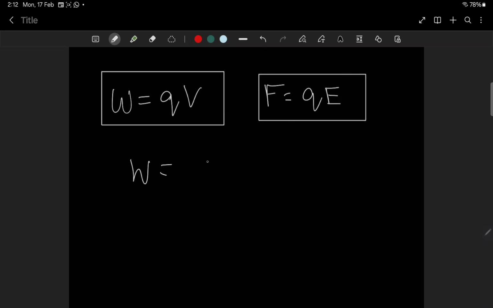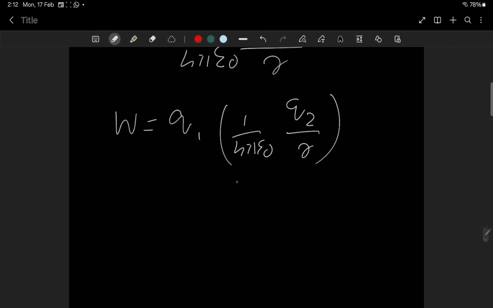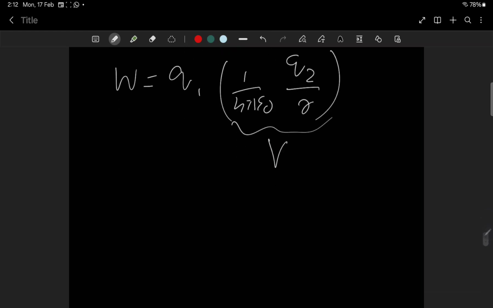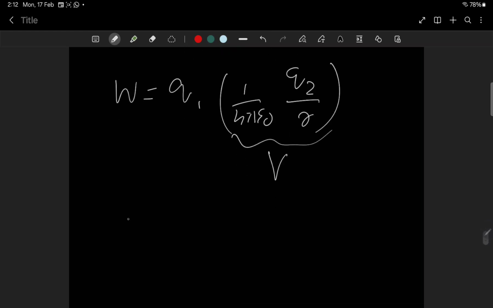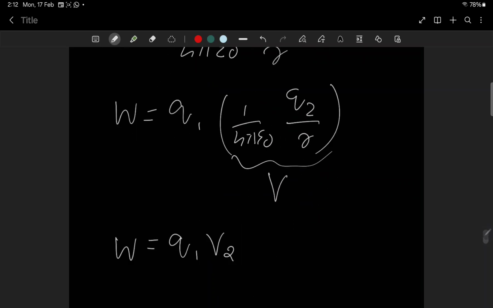Look, really the equation for work is 1 by 4 pi epsilon 0 Q1 Q2 by R. If I take Q1 outside, I can also write it as Q1 times 1 by 4 pi epsilon 0 Q2 by R. This Q2 by R term is what? It is the potential of Q2 at a point R from it. So it can be written as Q1 into V2. This is also correct. But in this electrostatics chapter, we have learned that F equals QE, and hence W will be equal to Q times V. Very important equation.